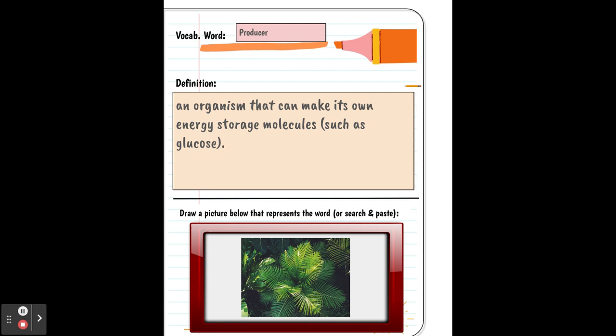Next one, producer. The producer is an organism that can make its own energy storage molecules, such as glucose. So, plants and algae are producers. Any organism that can make its own energy storage molecules, such as glucose, which is the product of photosynthesis.